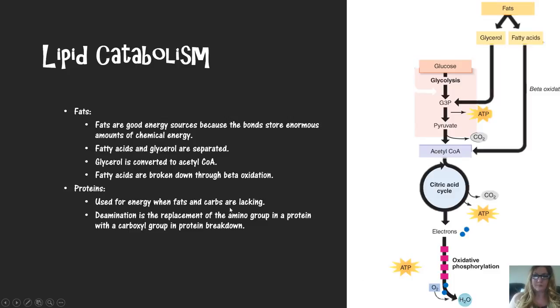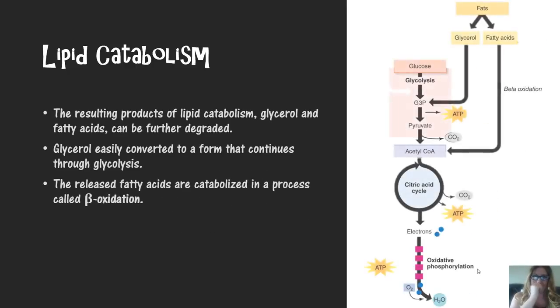Now, the fatty acids are broken down through beta oxidation, and the glycerol is converted to acetyl-CoA. And then after that, it just continues through the pathway of cellular respiration. The resulting products of lipid catabolism are glycerol and fatty acids, which can be further degraded. Glycerol can easily be converted to a form that continues through glycolysis. And the released fatty acids are catabolized in a process called beta oxidation. So we've got beta oxidation here.